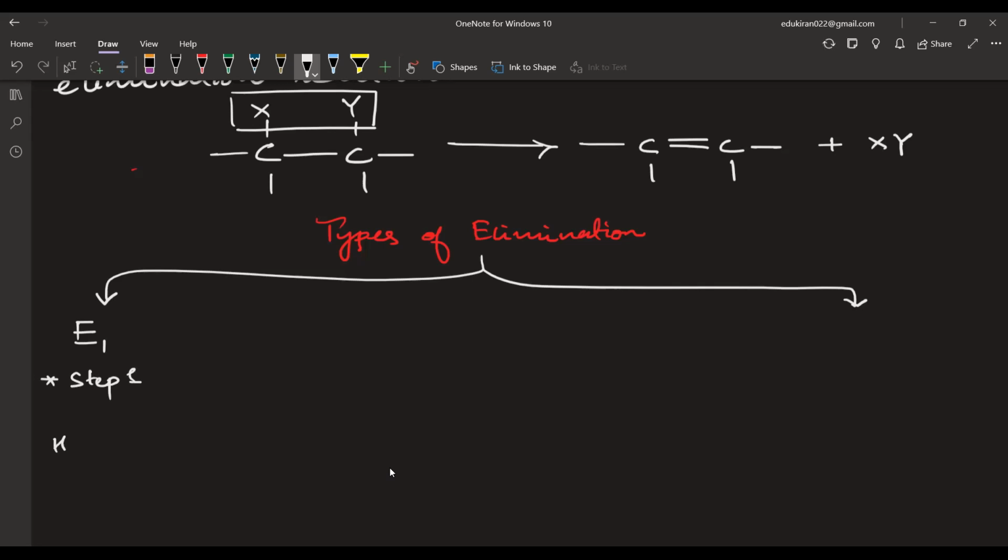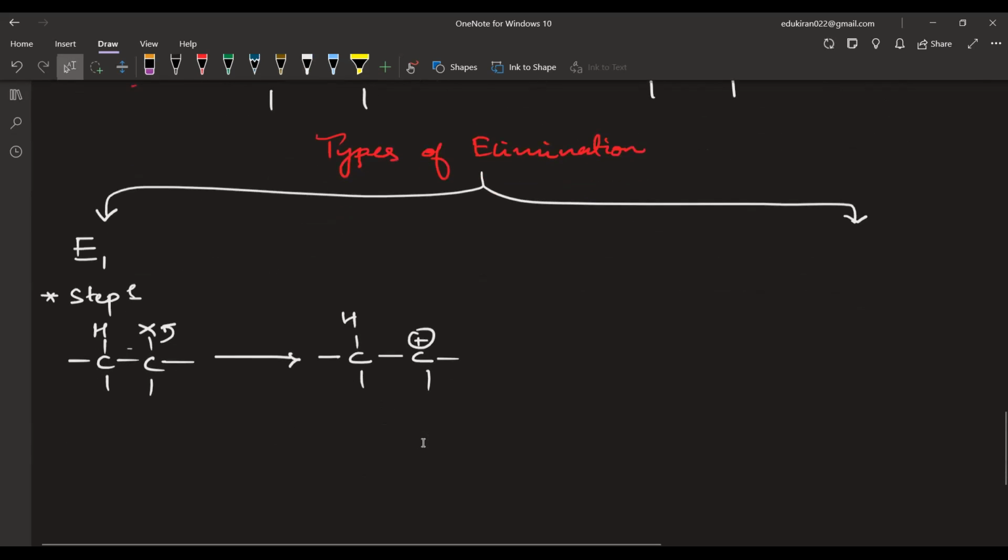So in this step, what will happen? There will be hydrogen attached to carbon. The next carbon atom will have a halogen atom. Hydrogen and halogen here. Now, what will happen in the presence of a base? This X will cleave first like this, and will make a carbocation. The step 2 is attack of the base, or the cleavage of the CH bond here.